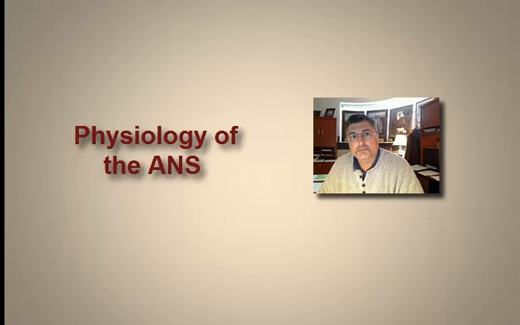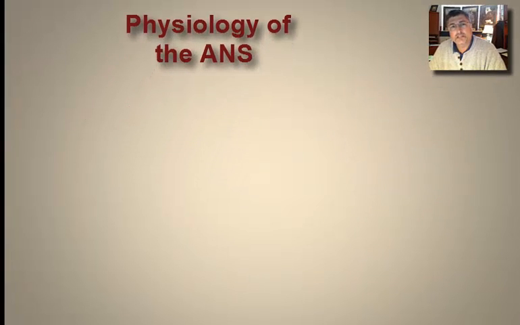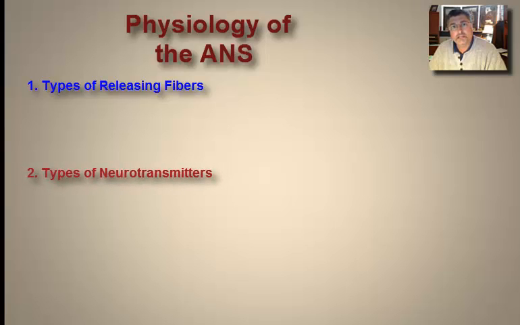Hey guys, welcome back. This time around we want to talk about the physiology of the autonomic nervous system. When you're looking at the physiology of the autonomic nervous system, you've got to keep three players in mind. One of those is the releasing fibers. That's the term that describes the axon that is coming to the synaptic cleft, and it's going to be described based upon the neurotransmitter, the second player, the neurotransmitter that is being released by that releasing fiber.